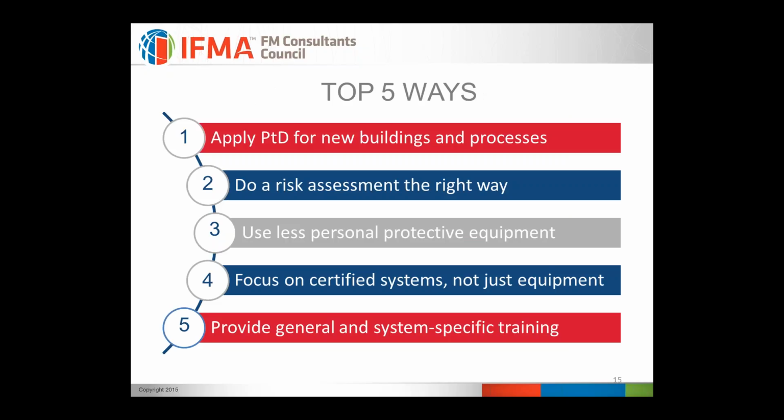So the top 5 ways that we think you can reduce risk of fall-related injuries are shown here on the screen. And so we're going to talk about each one of these in some detail as we move through. Apply PtD, and that is prevention through design for new buildings and processes. Do a risk assessment the right way, and I'll describe what that means. Use less personal protective equipment.